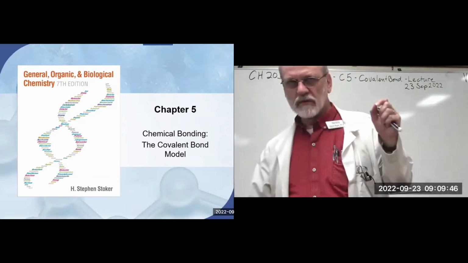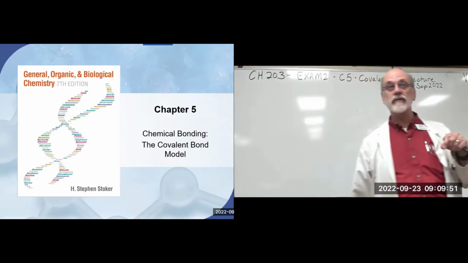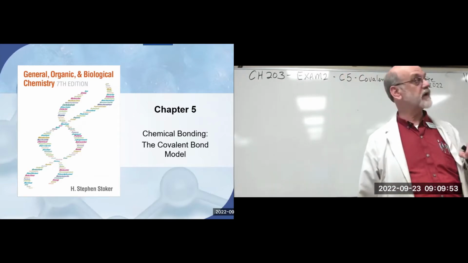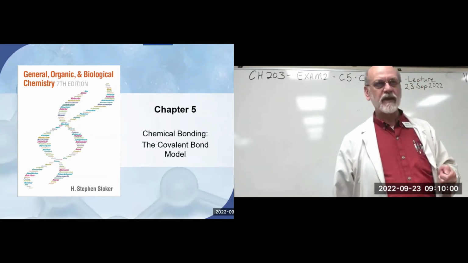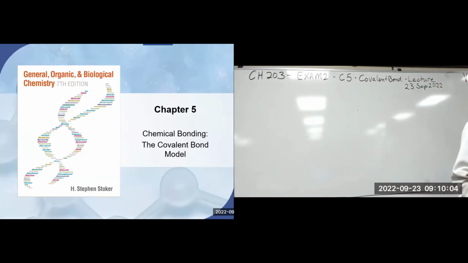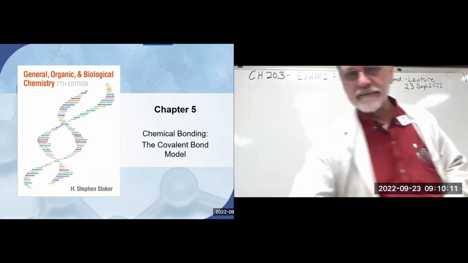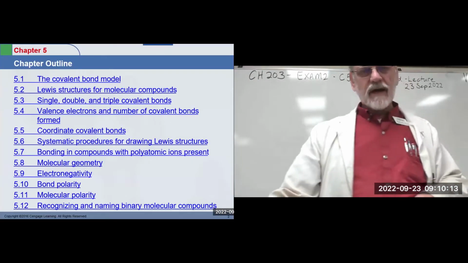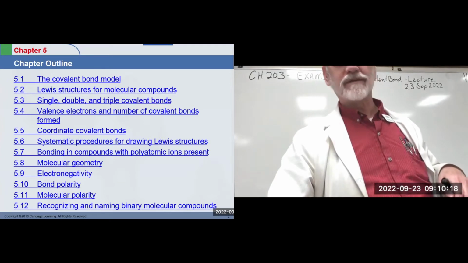And where do you find elements that share electrons? If you have two elements from which side of the periodic table? Nonmetals. Nonmetals share electrons, because neither one has enough pull to take the electrons from the other. So they more or less have to share. That's just the outline. We'll get to all that stuff eventually.